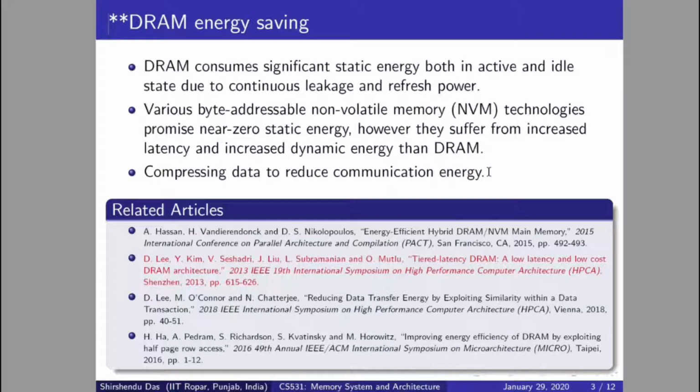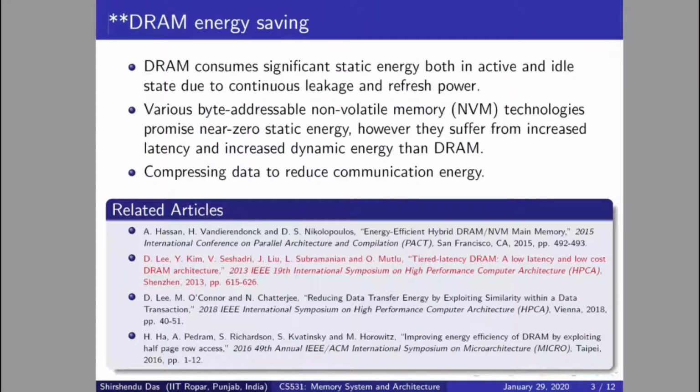Another way to reduce the energy consumption of DRAM is data compression or packet compression. There are two ways possible. One way is compressing the data before storing it in DRAM. Another way is compressing the data before transferring it through the data bus. So we'll discuss this also. We'll mainly discuss these papers. So let us discuss the first paper now.